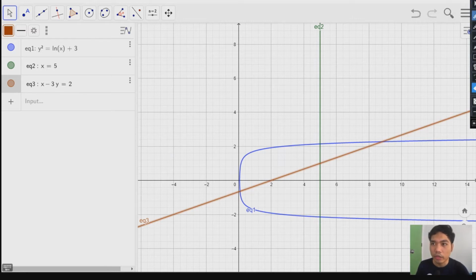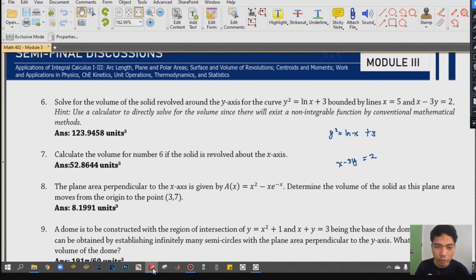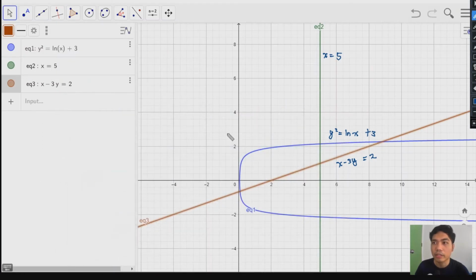Okay, so, let's label na lang siguro yung mga equations natin. So, pwede man palabasin dito pero sulat ko para mas maganda. So, y squared is equal to ln of x plus 3, and then we have this line is x minus 3y is equal to 2, and then this is x is equal to 5. And then check ko lang ulit kung y-axis kasi baka mali ako. Okay, so y-axis nga natin siya i-revolve. So ayan. So we already have this construction, and what do we do next?